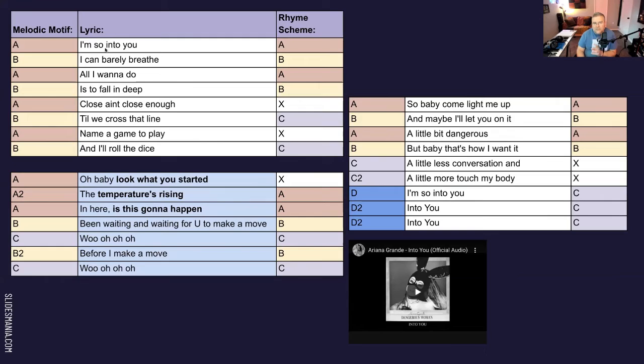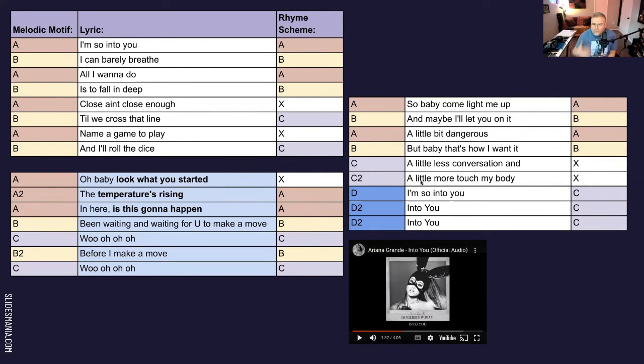So pay attention to how these lines and how the melody repeats, and try to listen in your mind as these little line by line melodic motifs instead of hearing it as a full song, because this is another example of it sounds more complicated than it is, but it's very, very effective. So this is Into You.